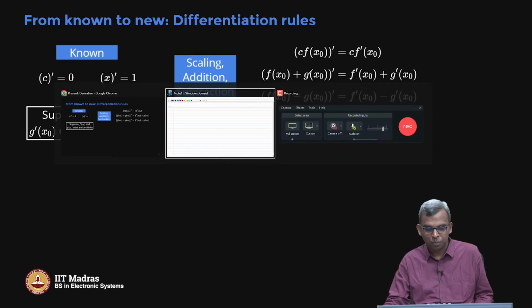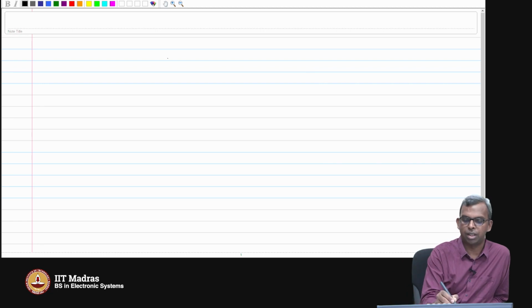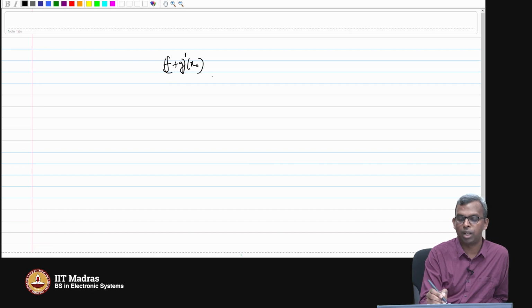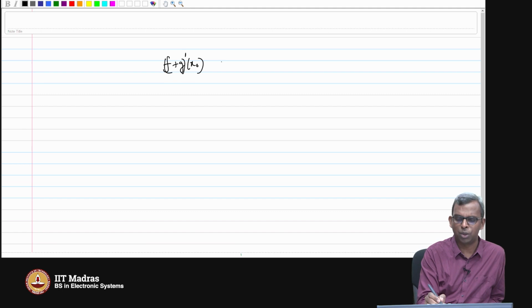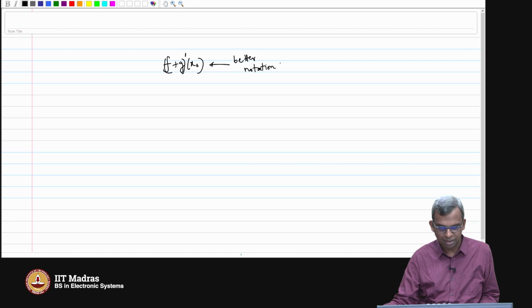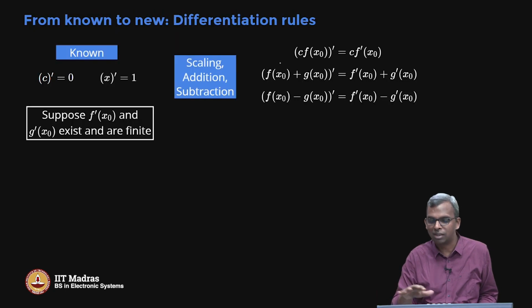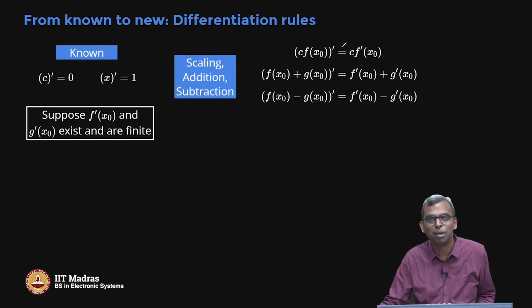Maybe I should show that here. The correct notation will be something like this: f plus g is my function, and then prime evaluated at x naught. This is probably a better notation, but it is a bit confusing and people don't really understand it. So I'm using this ambiguous looking notation, c f of x naught prime. I hope you stay with me and understand what I mean by this. Basically I'm looking at the function f plus g and its derivative at x naught.